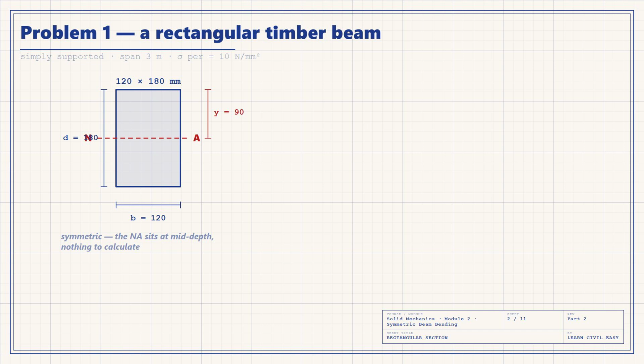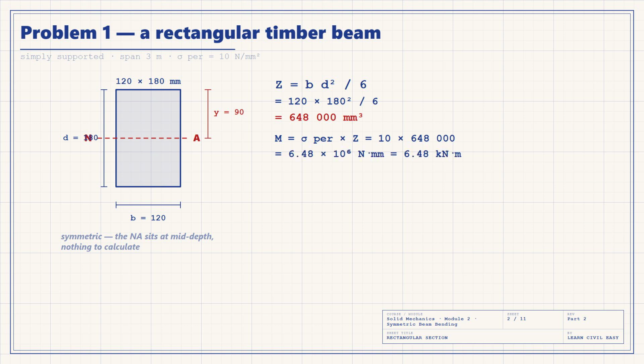Step 2 and 3 together, because for a rectangle we already know the answer. Z equals BD squared over 6, that is 120 times 180 squared over 6, which is 648,000 cubic millimeters. Step 5. The moment this section can carry is the permissible stress times Z. 10 times 648,000 is 6.48 times 10 to the 6th newton millimeters, which is 6.48 kilonewton meters.